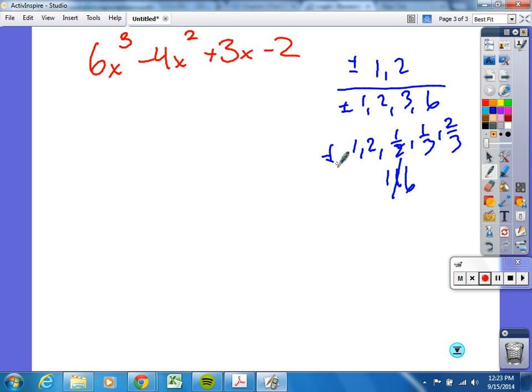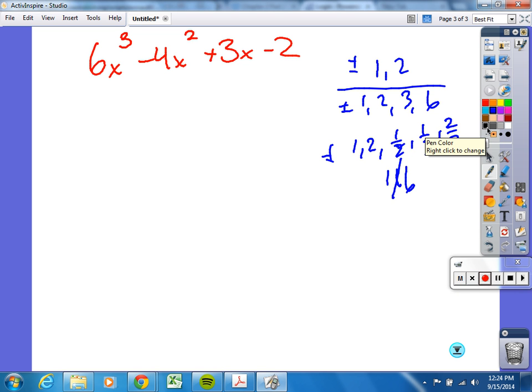Notice there's actually 1, 2, 3, 4, 5, 6. So I times it by 2 because there's plus or minus. There's 12 possible rational roots. Okay, 12 because notice you see how there's 6, but each of them could be plus or minus. So therefore we just double it.